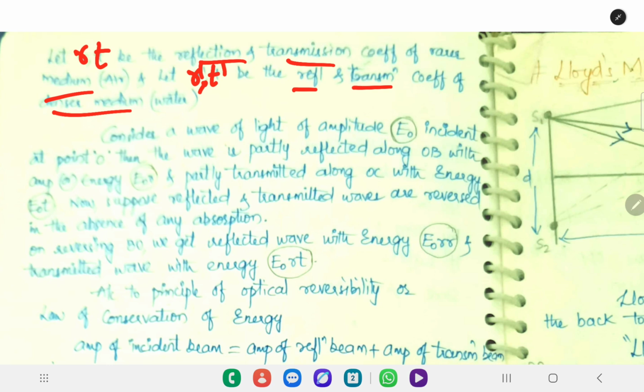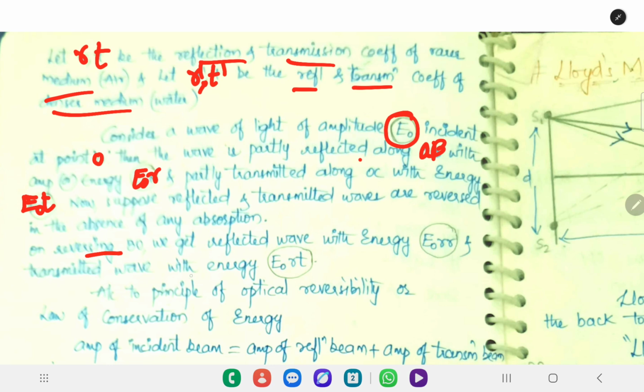Let it be water. Consider a wave of light of amplitude E0 incident at a point O. The wave is partly reflected along OB with amplitude E0 R and partly transmitted along OC with amplitude E0 T. Now suppose the reflected and transmitted waves are reversed, in the absence of any absorption. No absorption is there. We have kept some mirror or something, so again it starts reflecting and transmitting.